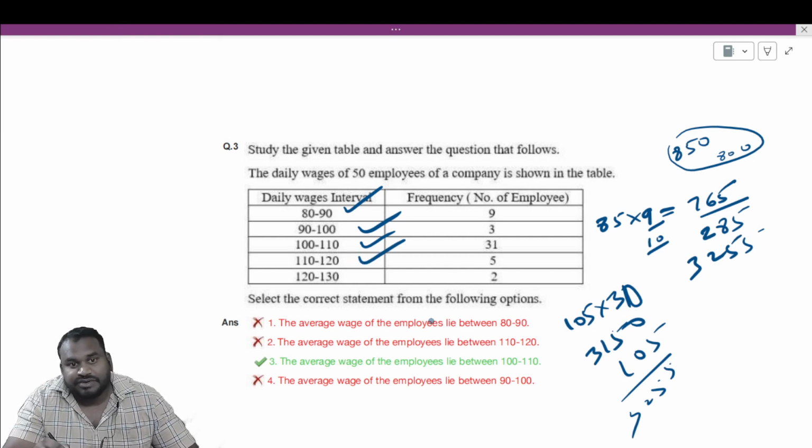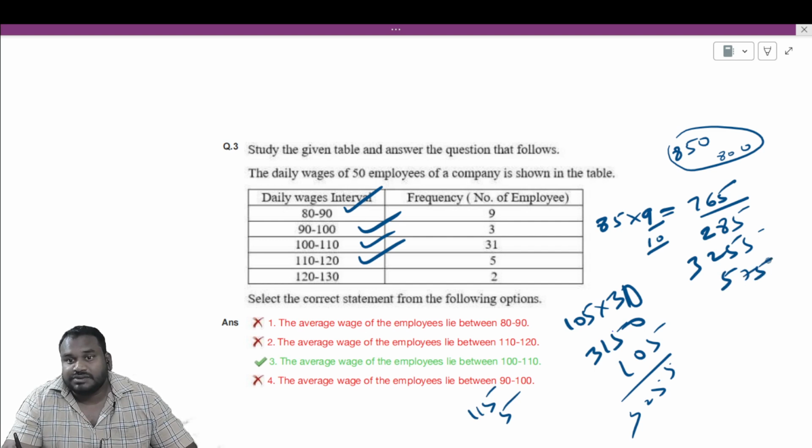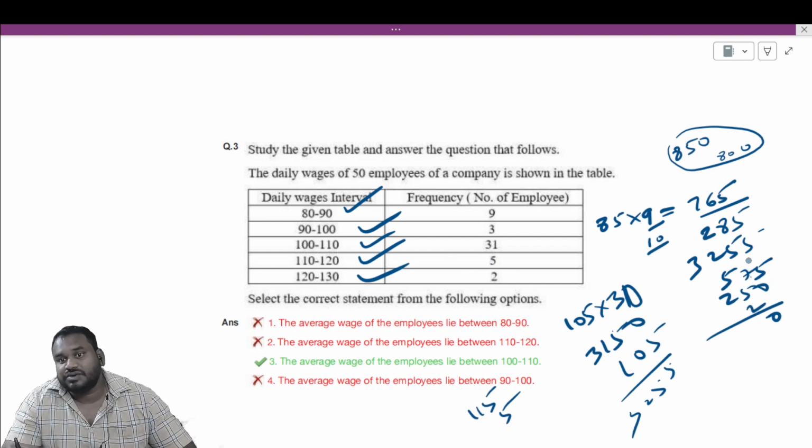And for this, 115 into 5, 115 means 575, because 15 fives is 75. Then 125 into 2 is 250. Okay, see 5 4s are 20. Now let's add them up: 5 7s, 7 and 7 is 14, 14 plus 5 is 19, 27, 33. Now 5, 5, 10, 12, 14, 14 plus 7 is 21, 5130.